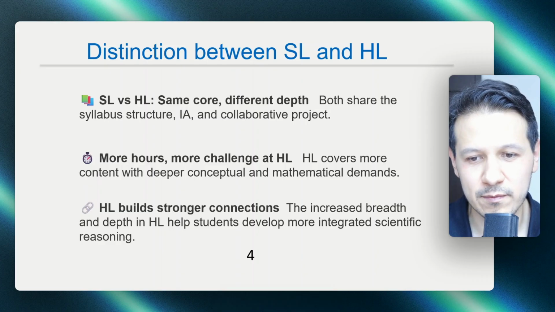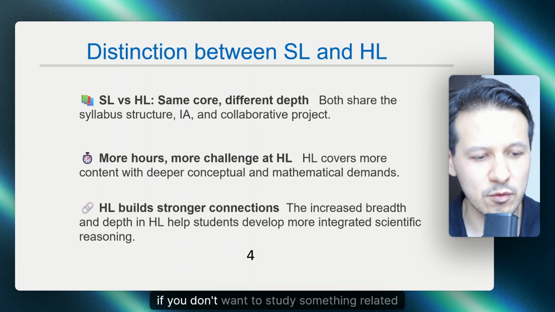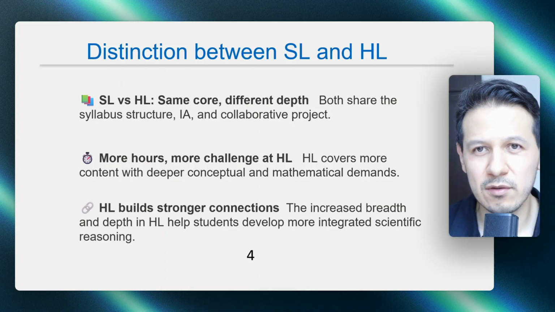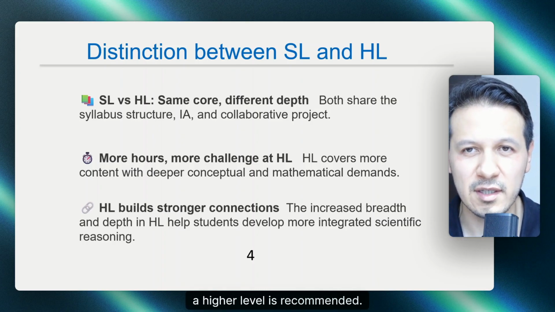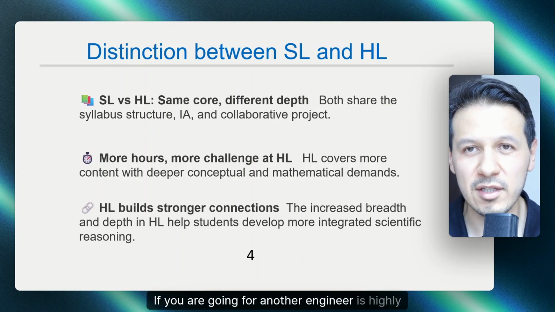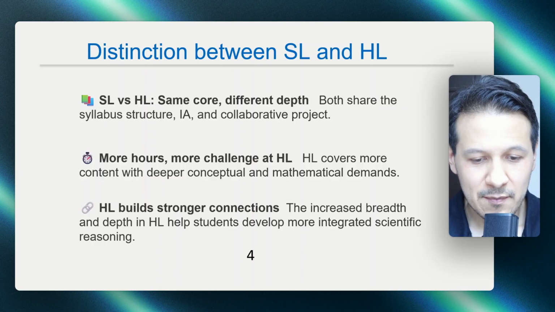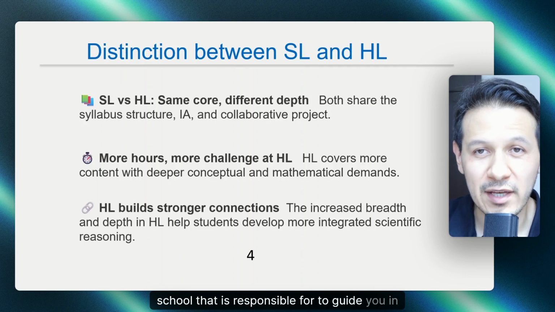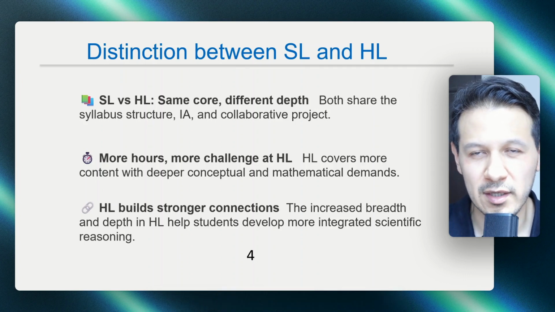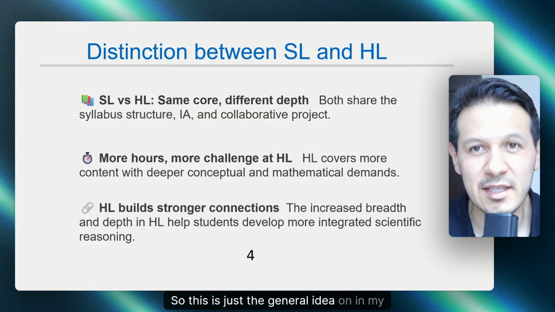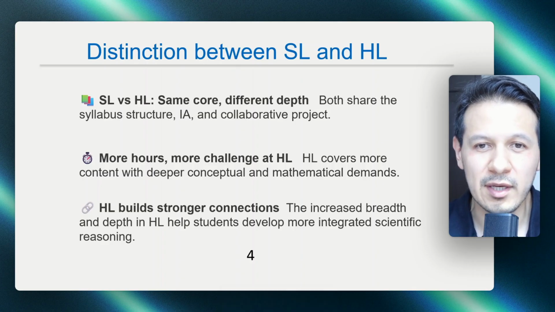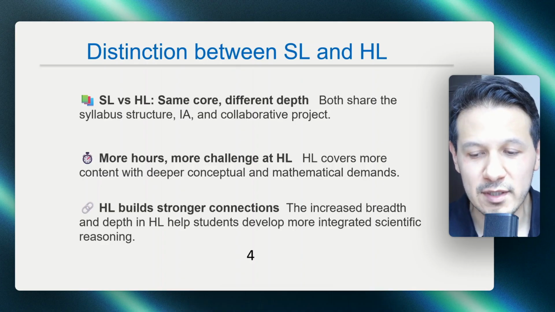This is the example. So SL, if you don't want to study something related strongly with medicine or chemical engineering, but if you are definitely going for medicine, a higher level is recommended. If you are going for another engineering, higher level is recommended. Please, it's important that you talk to the person in your school that is responsible for guiding you in what topics you are following. Okay, so this is just the general idea, in my experience, of what my students are studying in order to create their background before university.